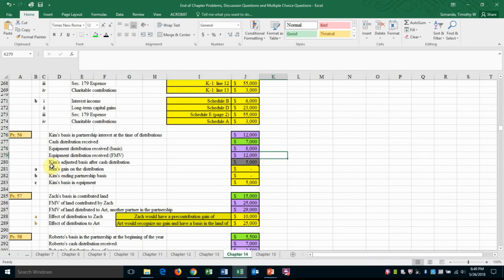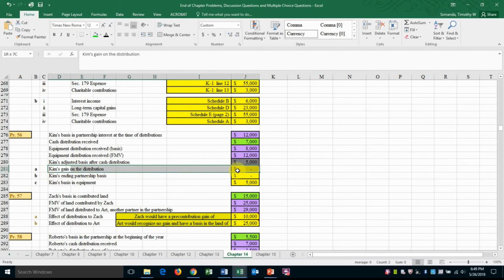Question is, first of all, Kim's adjusted basis after the cash distribution will be Kim's basis in the partnership at the time of the distribution, and then we would deduct the cash distribution of, in my case, $7,000, and that goes down to $5,000. Now the next question is, when we look at Kim's gain on the distribution, Kim recognizes no gain on the distribution in this case.